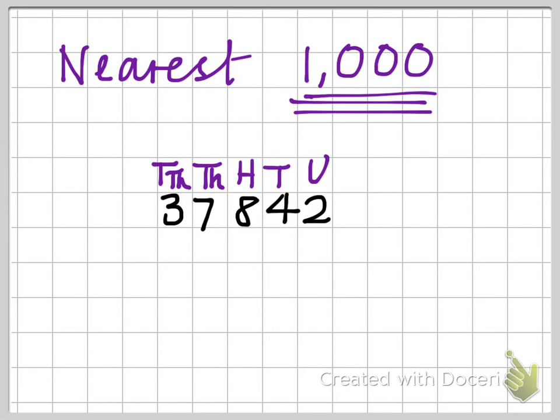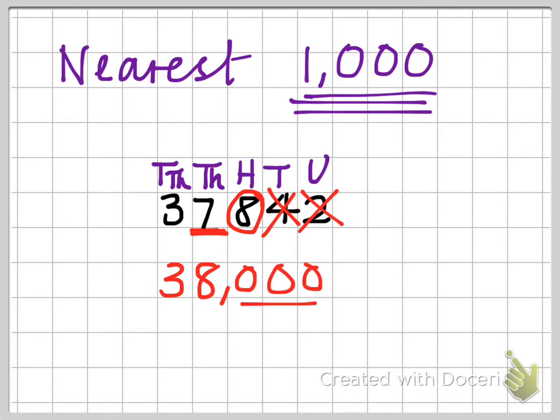Same rule again for the nearest 1,000. Underline the thousands digit, circle your decider. I'm just going to cross off these 2 on the end so they don't distract me. Again, I'm going to round up. So here we'll have 38,000 with 3 zeros on the end. And we've got 3 zeros on the end of 1,000.